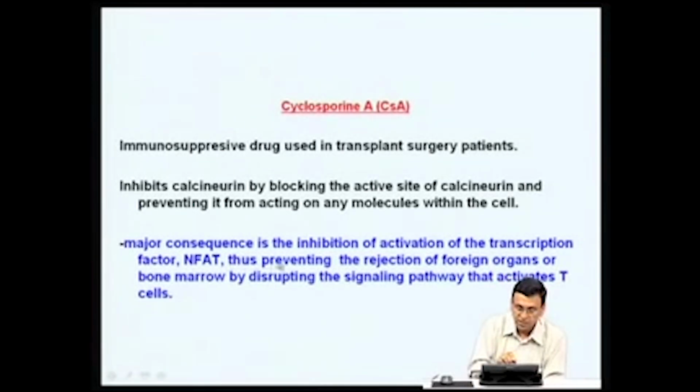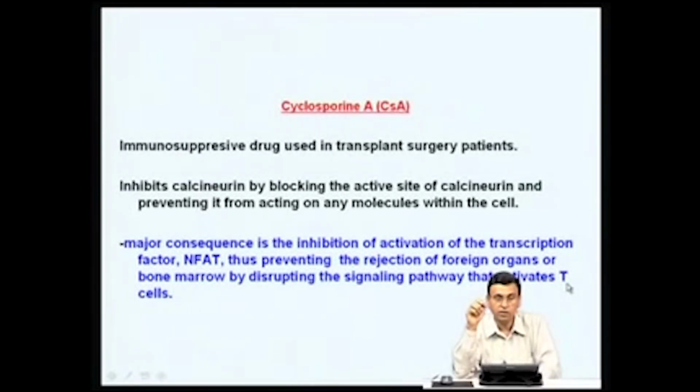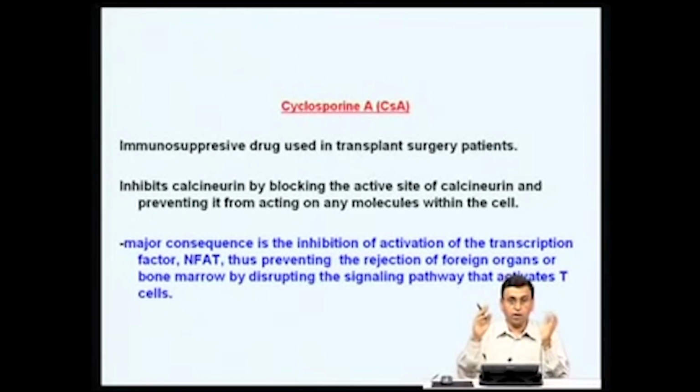So, a major consequence is the inhibition of the activation of transcription factor NF-AT, thus preventing the rejection of foreign organs or bone marrow or even kidney transplantation by disrupting the signaling pathway that activates T cells. So, you can see how understanding the signal transcription pathways, and which transcription factors are activated by which signaling pathway, is very important for you to develop drug targets and novel drug molecules.